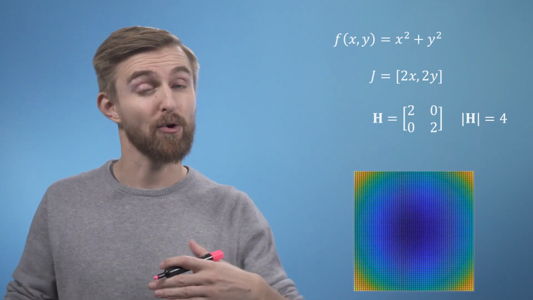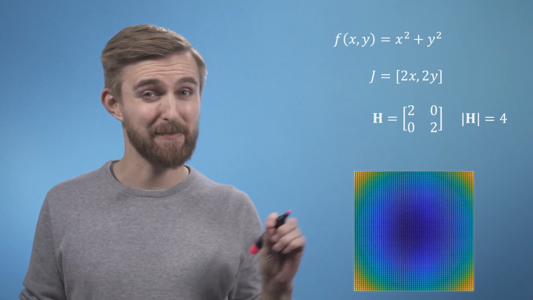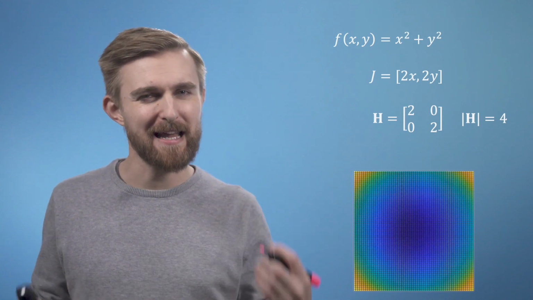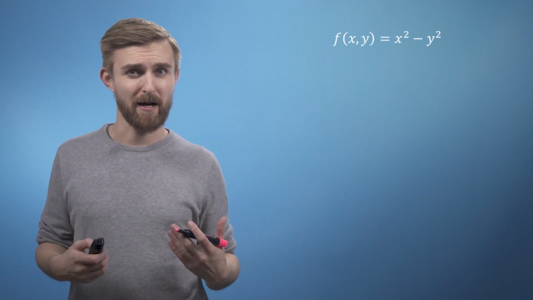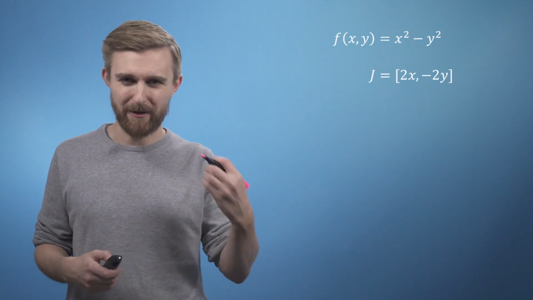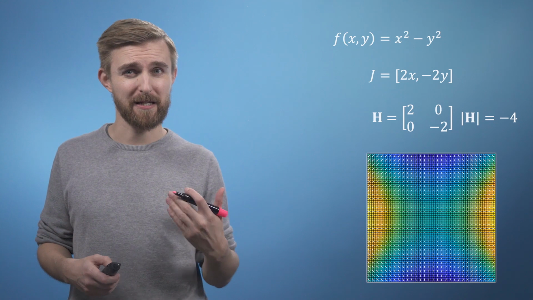If this is also positive, we know we've got a minimum, as in this particular case. Whereas if it's negative, we've got a maximum. Lastly, slightly modifying our function to include a minus sign and recalculating our Jacobian and our Hessian determinant, we now see the third interesting case.